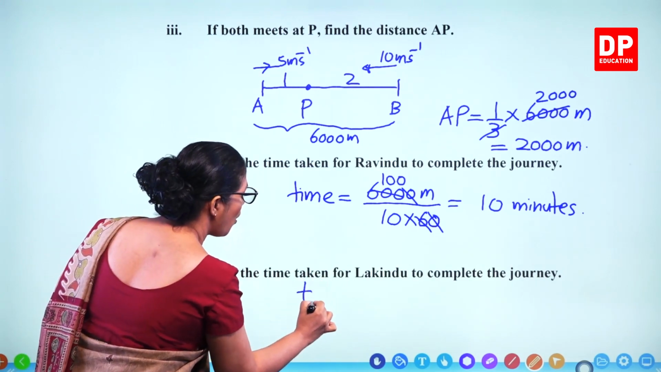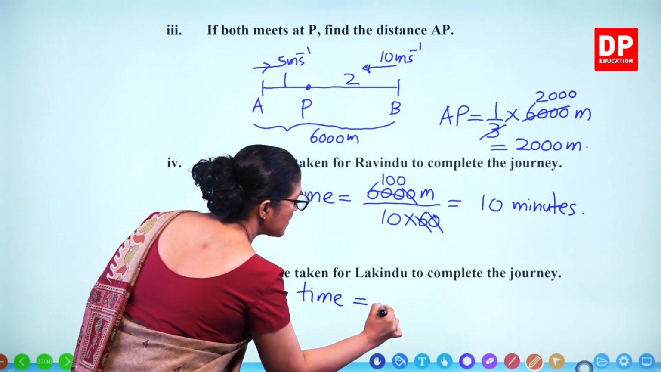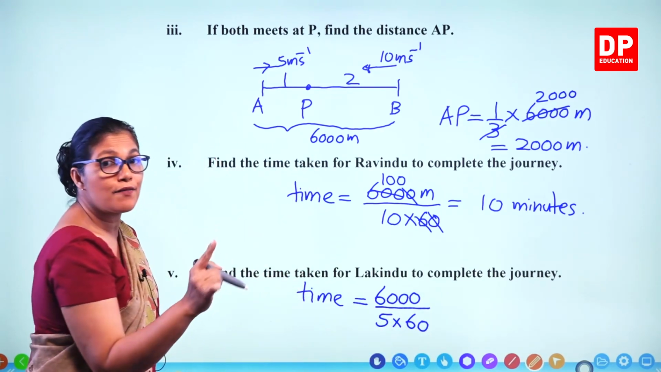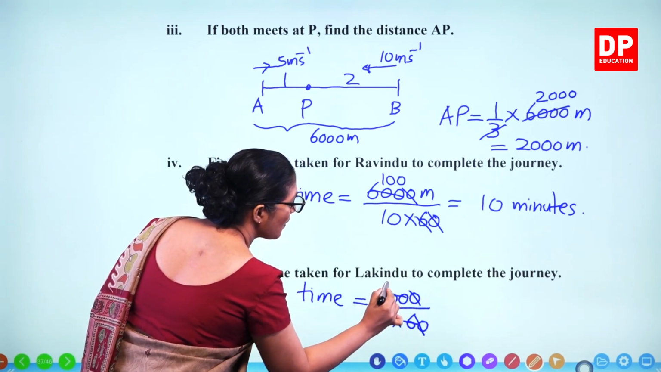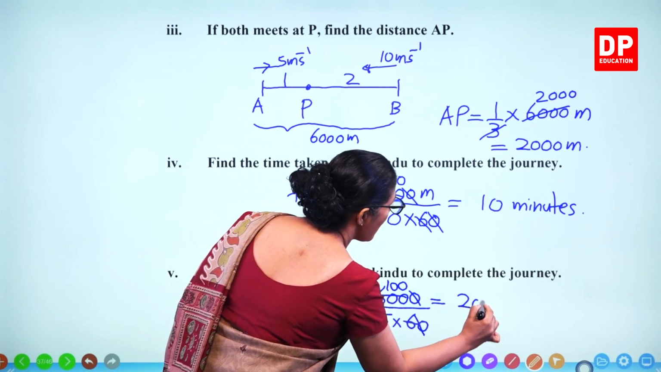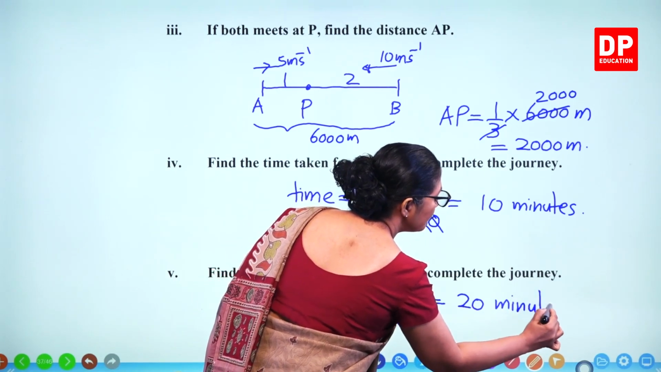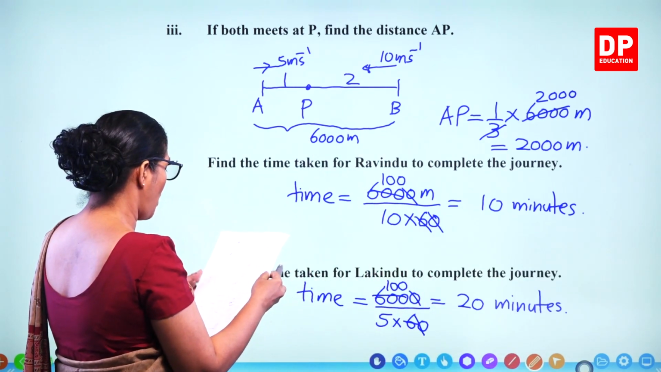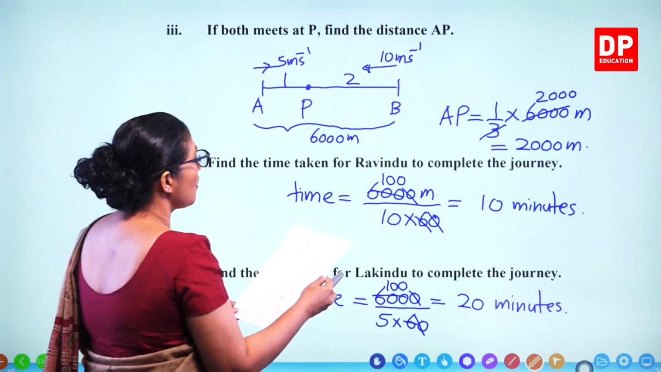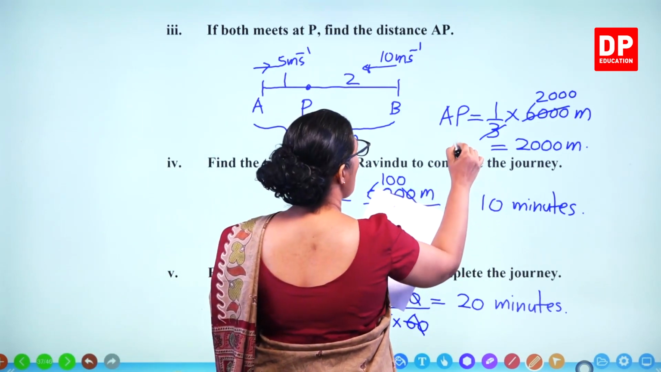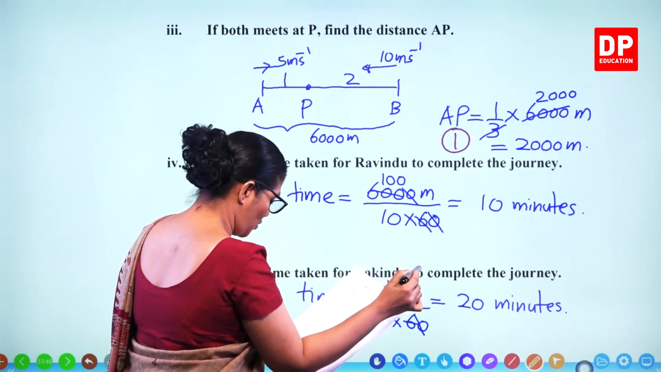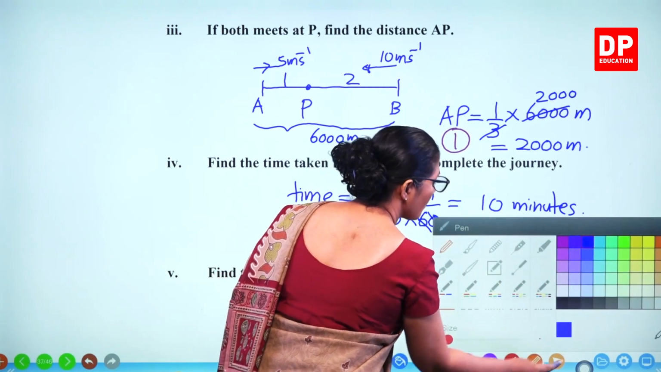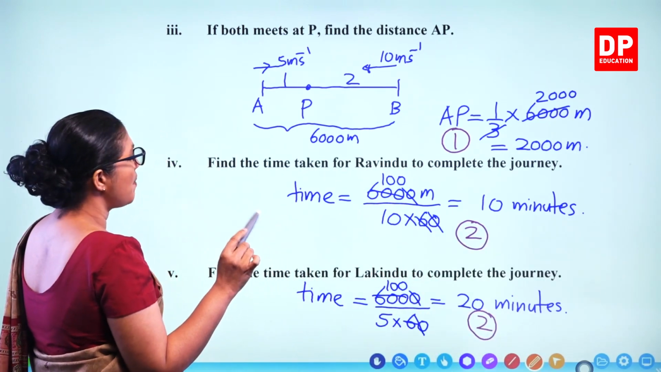Find the time taken for Lakindu to complete the journey. 6,000 divided by 5 now, and you can divide by 60 to convert to minutes. 100 divided by 5, that's 20 minutes. So let's see how many marks. So you are getting 2,000 meters or 2 kilometers, 1 mark, and 10 and 20, 2 marks each. So we gave all 10 marks.